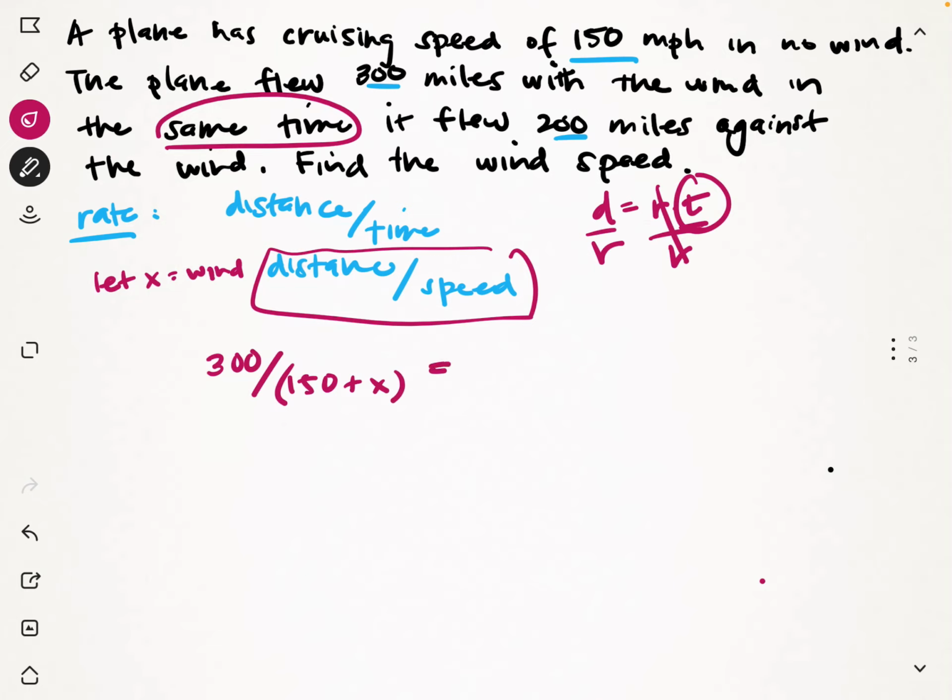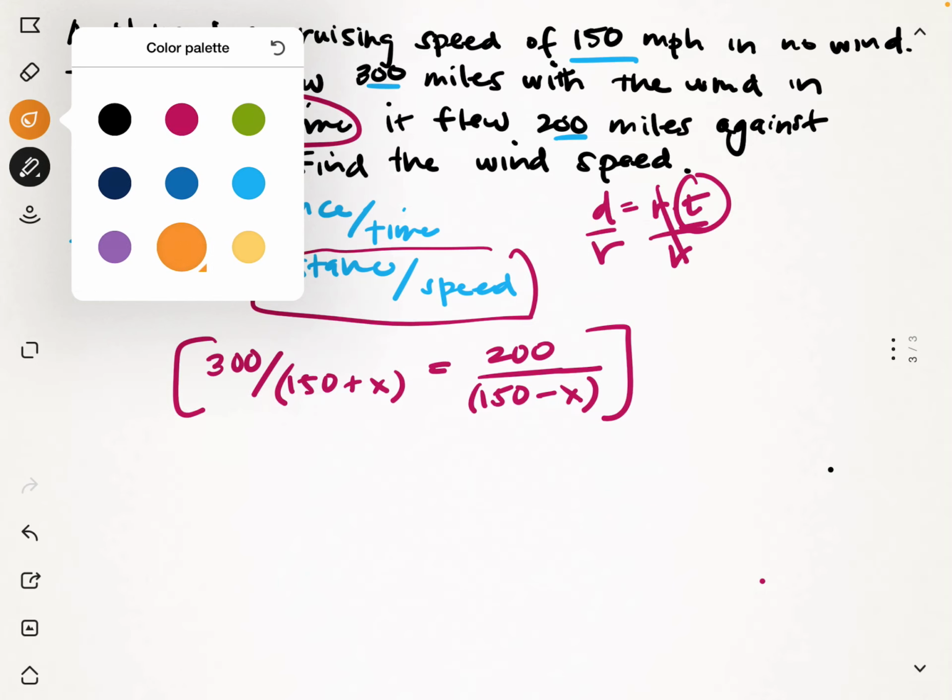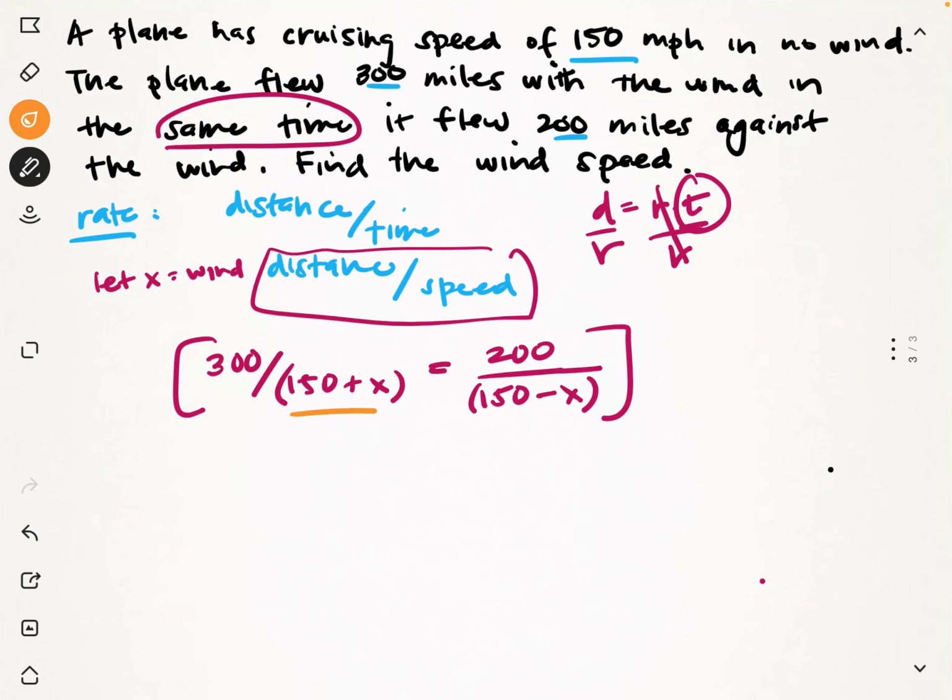On the second side, this time it only flew 200 miles, and the speed here, well, the cruising speed is 150, but the wind was hurting it, so it's going less than 150 miles an hour. So that's how we're going to set up our equation for both of them. Now we're going to apply that idea that we used before, that we're going to multiply by the least common denominator. So notice that these are slightly different, so we have to multiply by both of them: 150 plus x, 150 minus x.